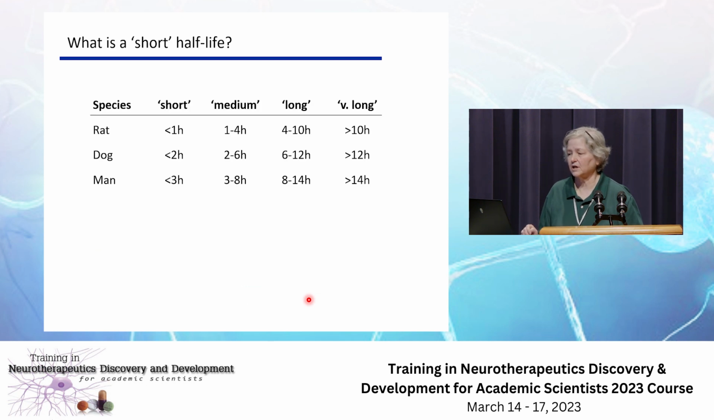Half-life is different across species. Jim mentioned mice and rats chew up things very fast. That's true. You can see that a short half-life in a rat is defined as a smaller number than a short half-life in men. And this relates to differences in clearance rates across species. So as you hear people talking about short, medium, and long, make sure you understand what species they may be talking about so that you can get a good feeling for what the numbers actually are that they're talking about.